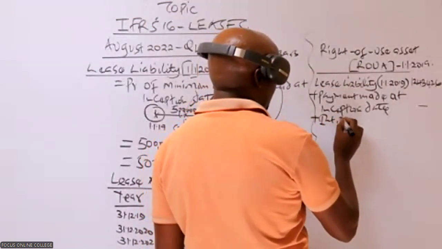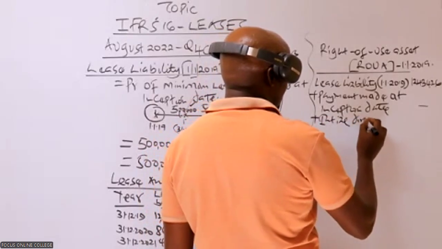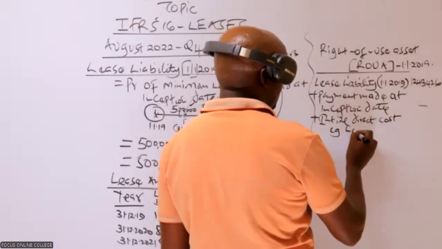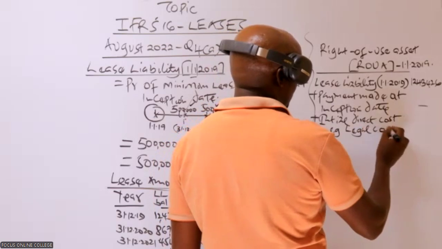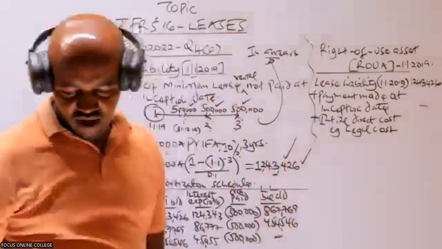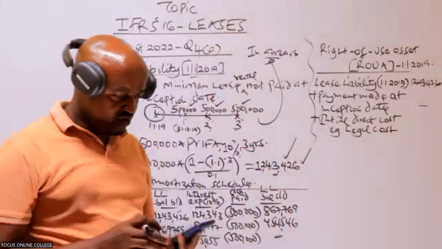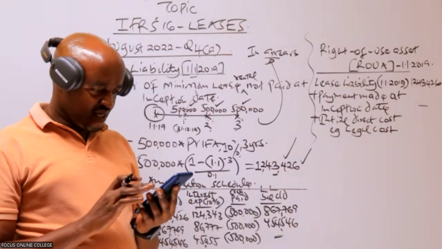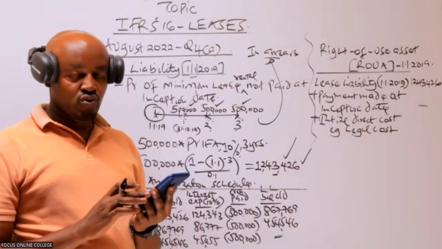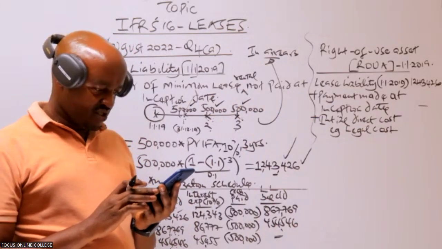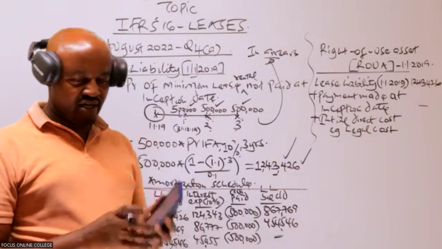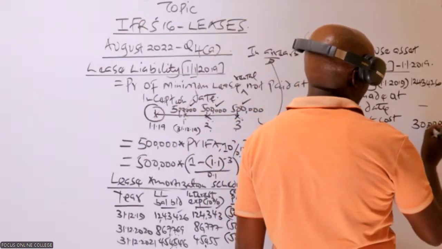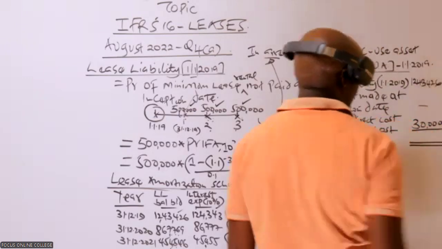And then to this, we proceed to add initial direct cost associated with the lease. This includes the legal fee, or basically the legal cost. If you go back to our question, there is somewhere we are told there was a legal cost which was incurred. That is given within paragraph 2. We are told the initial direct costs associated with this amounted to 30,000 and were paid by Breakwood. So we have initial direct cost of 30,000, and we add this.